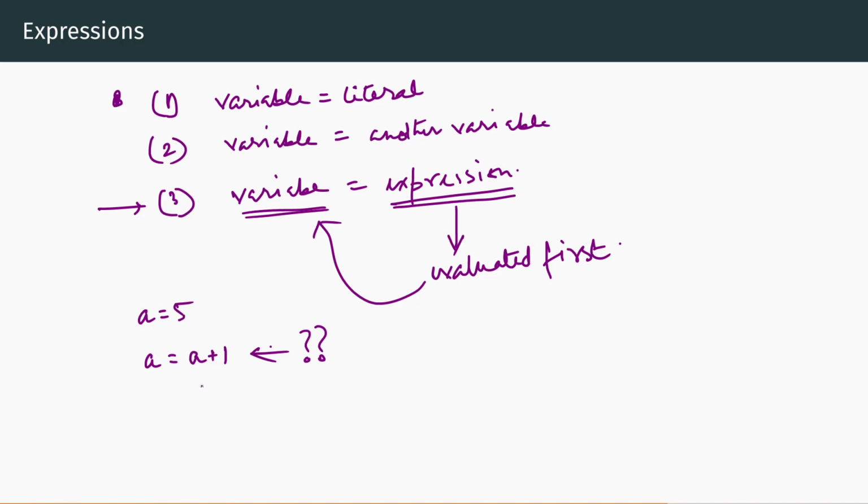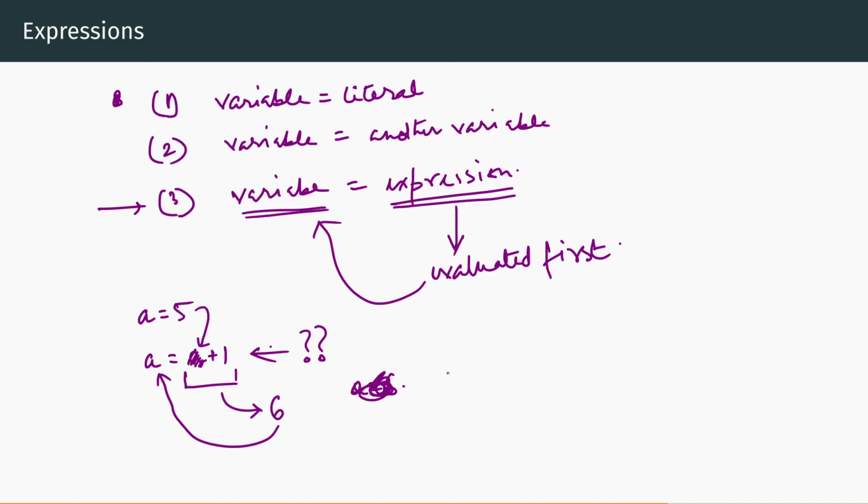And the answer is, remember, the right hand side of this assignment is an expression which is evaluated first. So this a plus 1 is evaluated. What happens when an expression is evaluated? You essentially replace the variable by its value. So this a is replaced by its value, which is 5. This 5 plus 1 evaluates to 6, and this 6 is stored into a. So previously, the value stored in a was 5. Now it's 6.